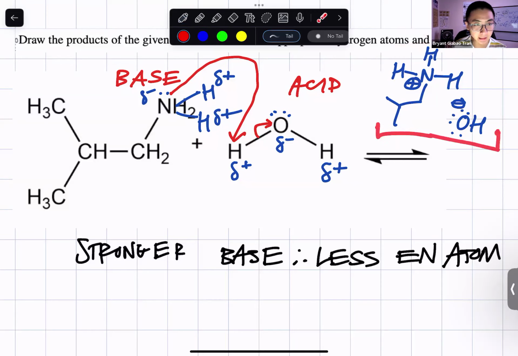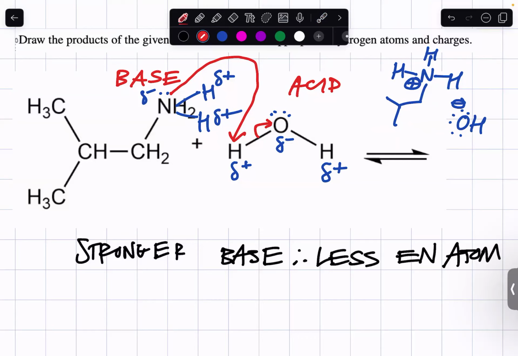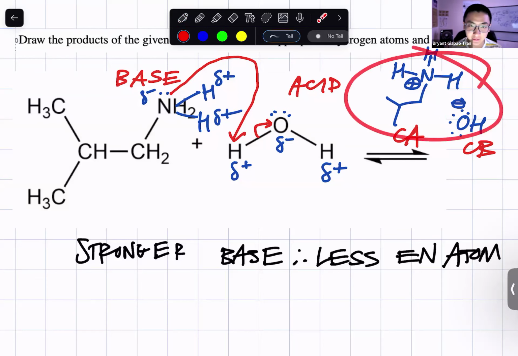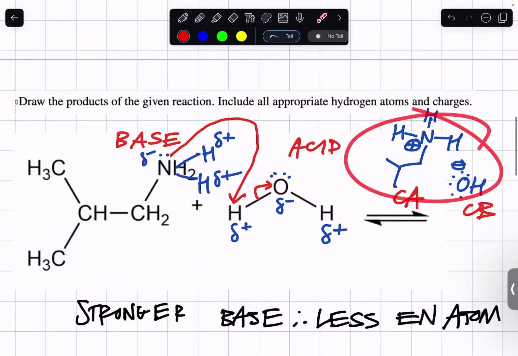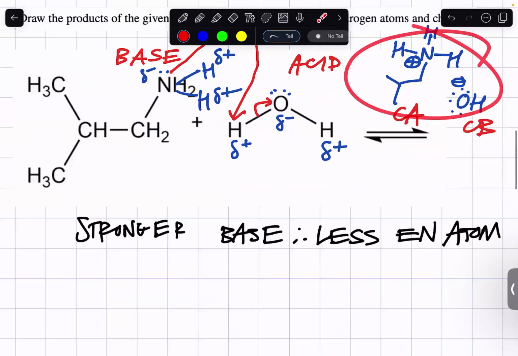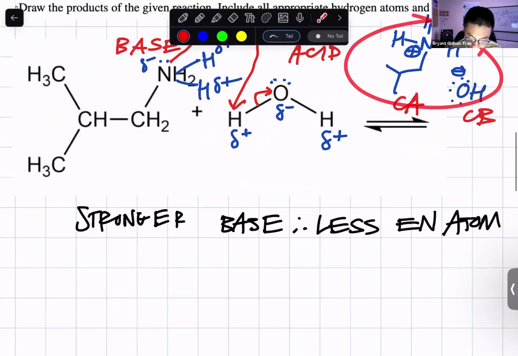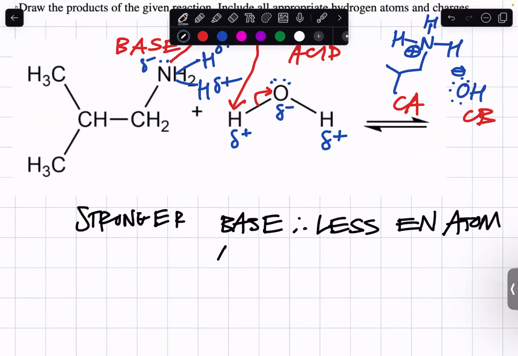Which one's the conjugate acid? Which one's the conjugate base? The conjugate acid is the one with nitrogen, and then the conjugate base is OH minus. Yeah, that's right. The conjugate acid is this NH3 plus, and the conjugate base is this OH minus right here. That's the answer here. Okay, so to determine the acid and base, the acid is going to be the one with the more electronegative atom, and the base is going to be the one with the less electronegative atom, in this example here. Right. Thank you.